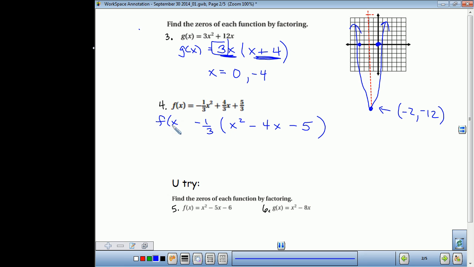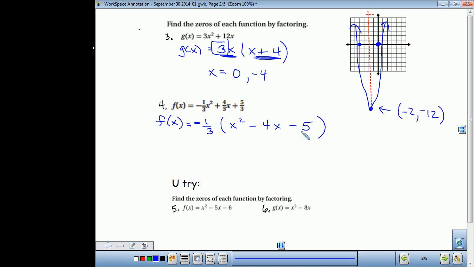All right, so this one obviously has a vertical compression and a reflection. So this one's going to open how? Down. Did you have to do the negative, or could you just not do the negative? Yes, you have to on these.